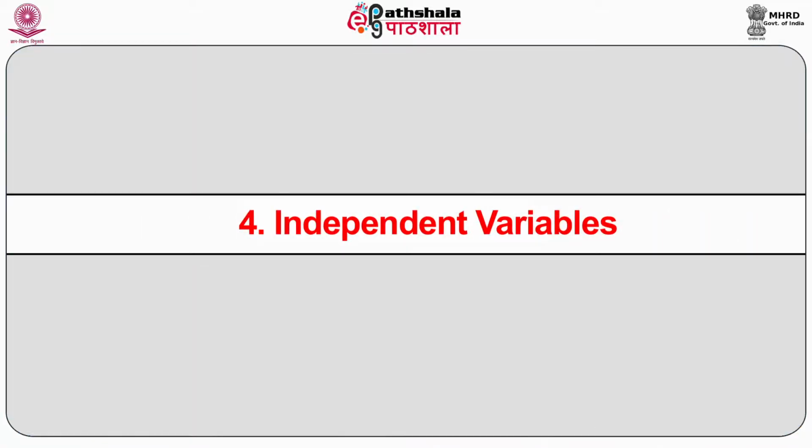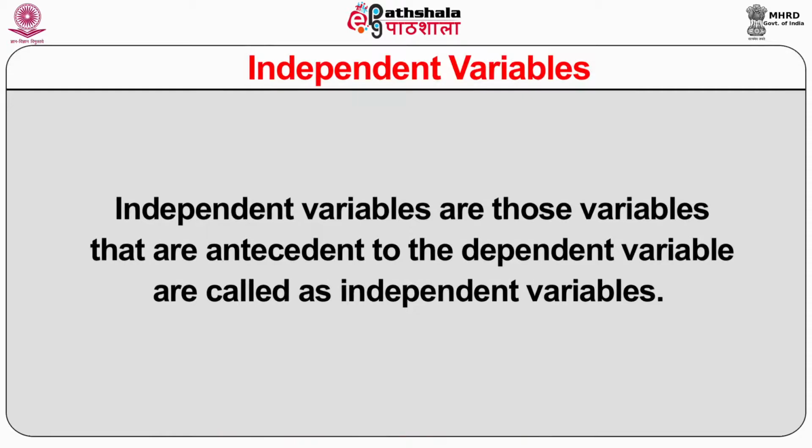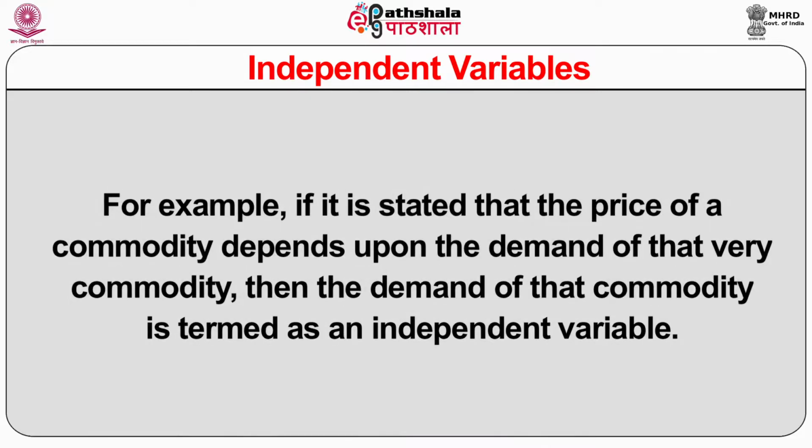Fourth, the independent variables. Independent variables are those variables that are antecedent to the dependent variable are called as independent variables. For example, if it is stated that the price of a commodity depends upon the demand of that very commodity, then the demand of that commodity is termed as an independent variable. Further, if the price being dependent upon demand also depends upon the availability and tastes of the customers, then the price remains a dependent variable and all other factors becomes the independent variables.